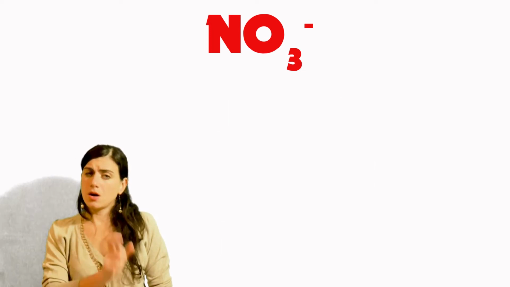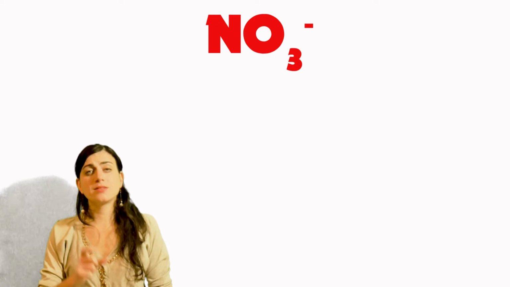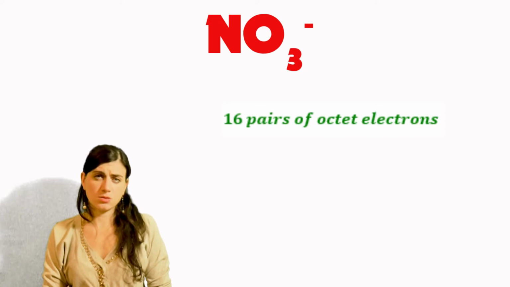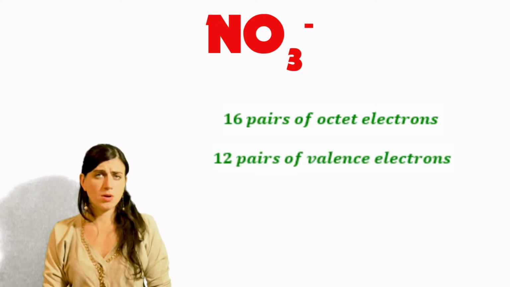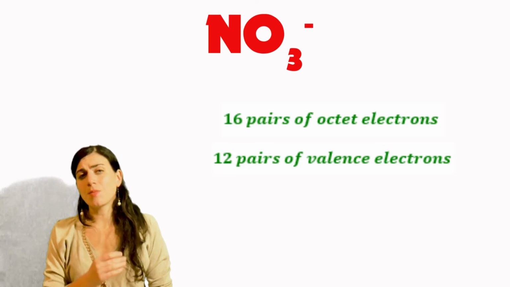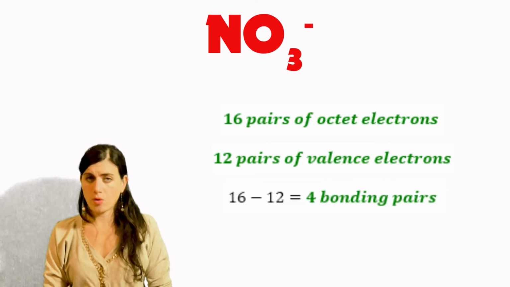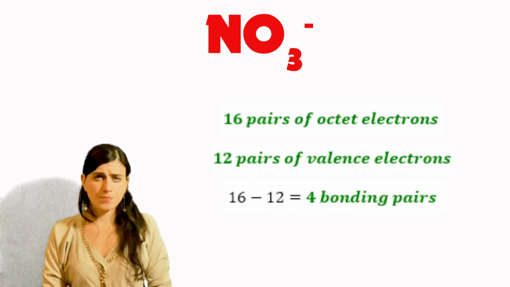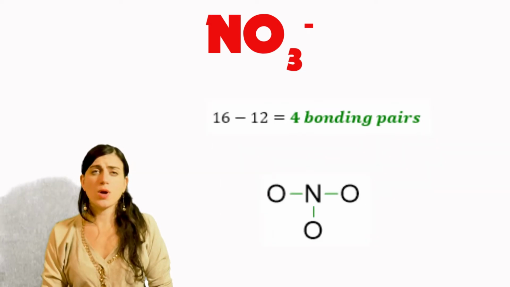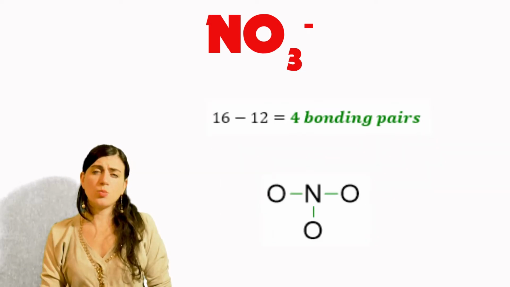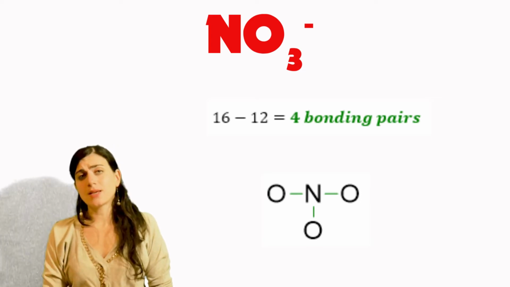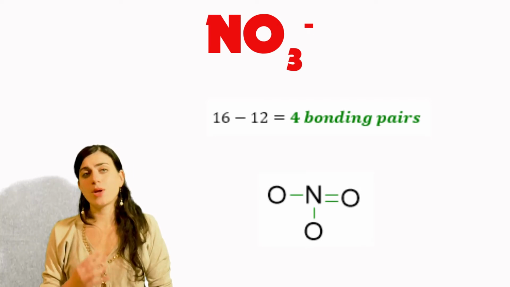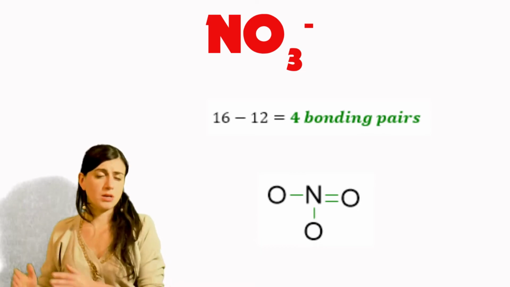Now you take this number and you make the difference between these pairs of electrons and the valence pairs of electrons, which we have calculated before, and it was 12. So 16 minus 12 is 4. This means that we have 4 bonds in the NO3 molecule. 3 bonds we have already placed, so we need to place the last one. This means that NO3 has a double bond in the molecule. Now we have 4 pairs of bonding electrons which have been settled.